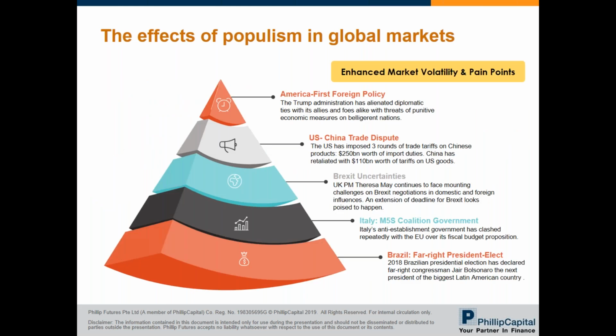Okay, so next we're going to cover, after the dry subjects on economic fundamentals, we're going to touch more on market sentiment, geopolitical risks, and the effects of populism on global markets. So how has this actually changed in the last 3 to 5 years? First, we see that this effect is likely to cause enhanced market volatility in 2019 at much pain points.